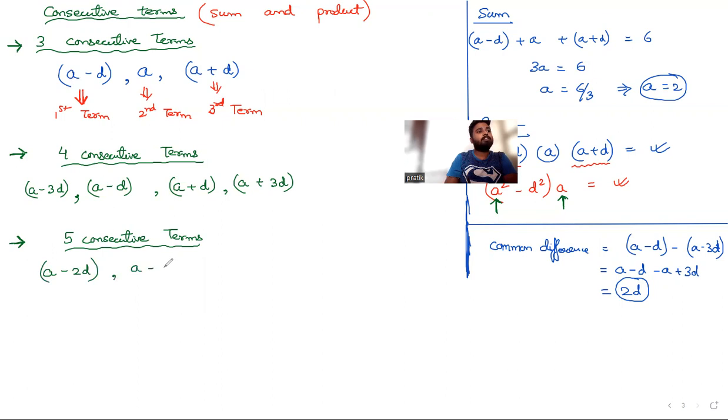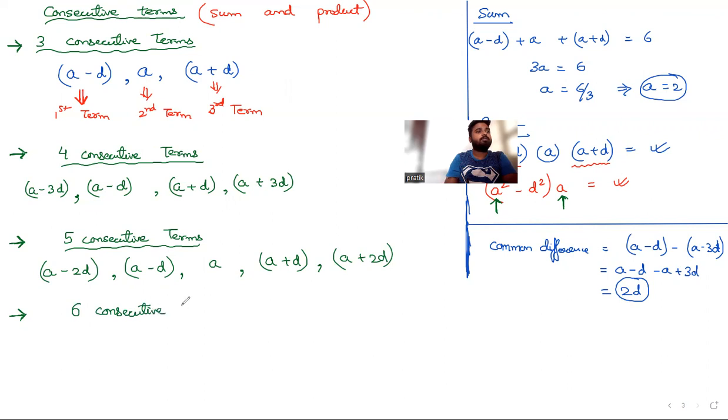Then comes in A minus D, A plus D, and A plus 2D. So understand one thing, that whenever it is odd consecutive terms, A will be present. But if it is even consecutive numbers or even consecutive terms, we will not have the term A. It becomes easier for us to solve. So that's why, if you want, but generally they don't ask, but still I'm just putting it across.